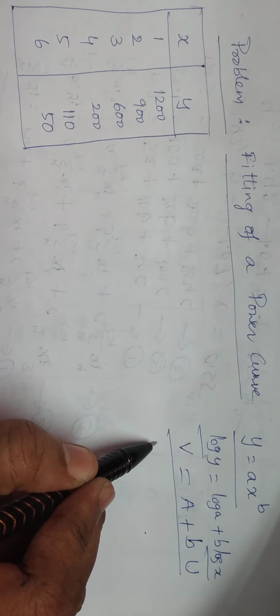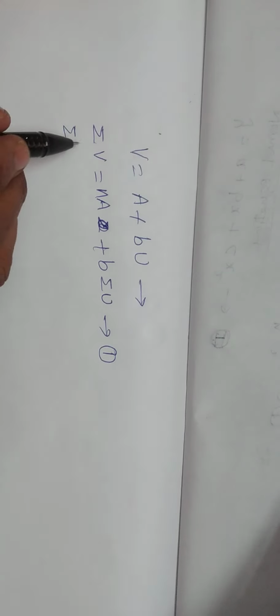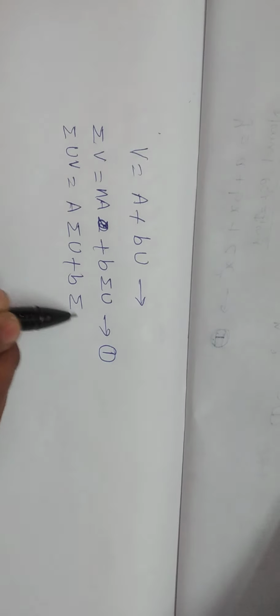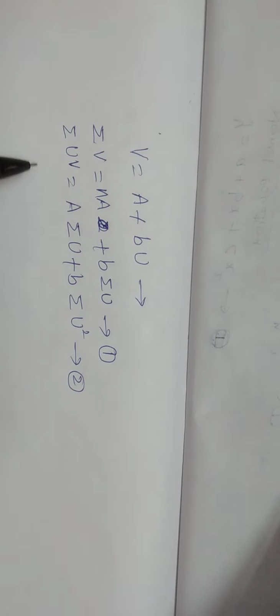You can remember it in that fashion so that you can easily write the normal equations. I write the normal equations here. It is very helpful. v is equal to A plus bu is the straight line. Now the normal equation for a straight line: summation v is equal to n into A plus b summation u. This is the first normal equation. And summation uv is equal to A into summation u plus b into summation u square. These are the two normal equations we have.